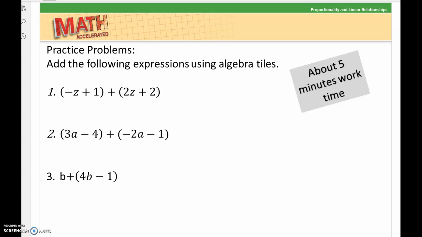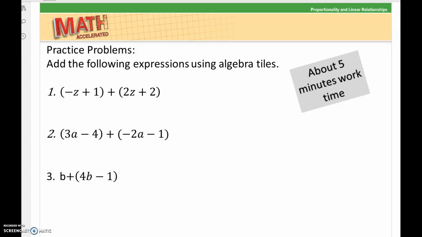Okay, and we're back. So let's talk about these practice ones. Remember, as we're going through them, be sure to be checking your work and making sure that you did it correctly and kind of trying to figure out any mistakes that you might have made as you were working through these problems. So we're setting up negative z plus 1, 2z plus 2.